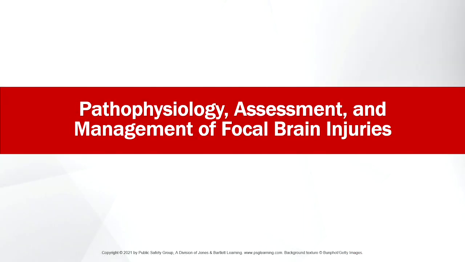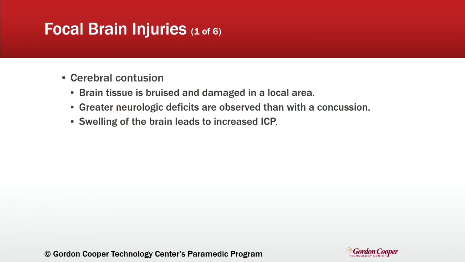All right, so let's look at some focal brain injuries. A focal brain injury is a specific and visible injury to the brain. A cerebral contusion happens when the brain tissue is bruised and damaged in one specific area. These injuries usually cause more severe neurological deficits than concussions do. The frontal lobe, of course, is the most commonly affected area. Swelling of the brain can lead to increased intracranial pressure.